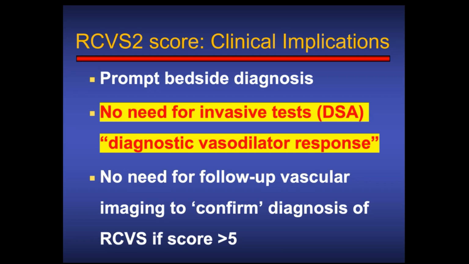Regrettably, some groups around the world, including the United States, have said that we should take patients with a bad thunderclap headache and angiographic narrowing who seemingly have RCVS. We should take such patients to the cath lab, insert a catheter in their groin, put the catheter up to the brain artery, and then squirt in various vasodilators. And if the artery opens up, you can confirm the diagnosis of RCVS. I'm not in favor of this invasive procedure.